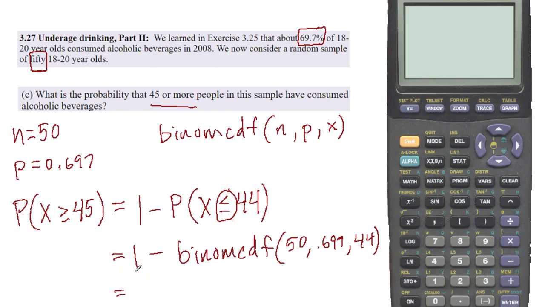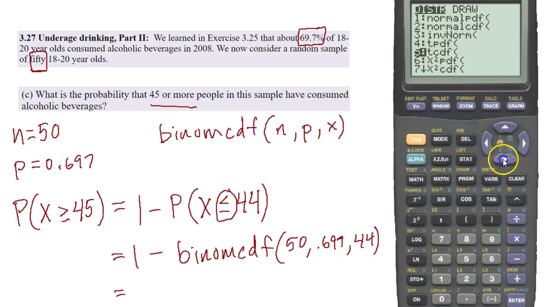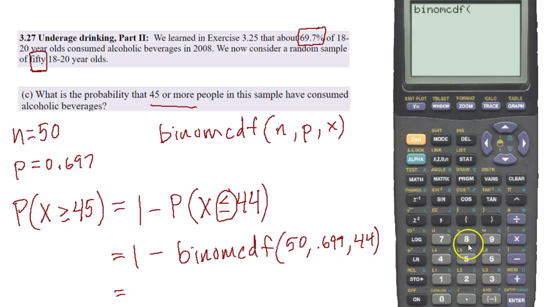And now we're ready to use our calculator. All right, we're going to go to second, distribution, and then go down to binomial CDF, not PDF, and we're going to enter 50, comma, 0.697, comma, 44.